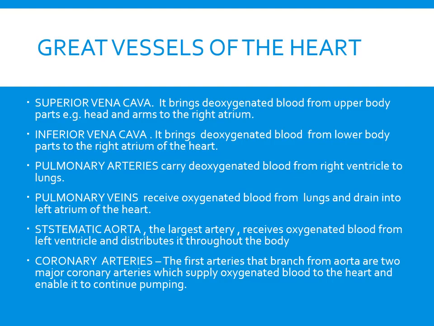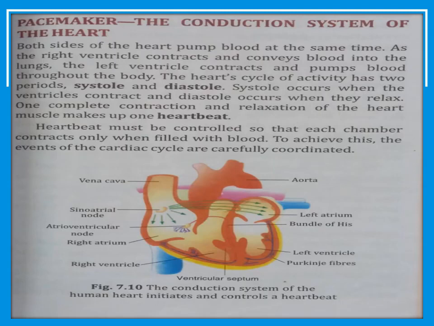Now the last is the coronary arteries. The first arteries that branch from the aorta are two major coronary arteries which supply oxygenated blood to the heart and enable it to continue pumping.